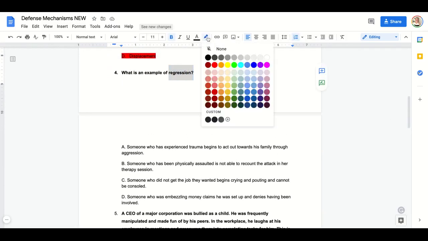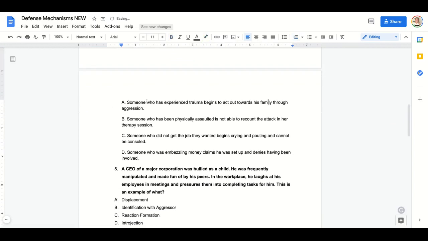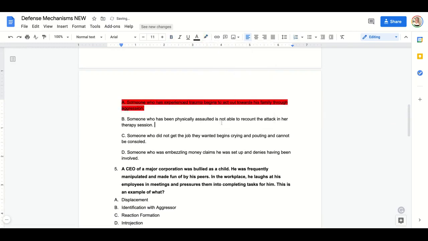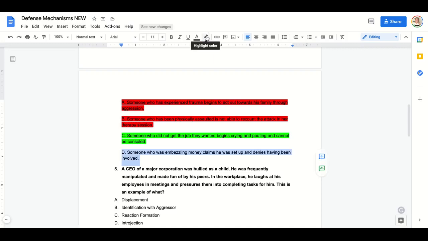Keyword. Regression is going back to an earlier developmental stage. A, acting out towards family through aggression. That would be displacement, displacing that anger. Someone who has been physically assaulted is not able to recount their attack. That's going to be repression. Someone who did not get the job they wanted begins crying and pouting and cannot be consoled. That's going back, regressing to an earlier developmental stage. Usually when people don't get a job, they're not pouting, tantruming, those type of things. Someone who was embezzling money claims he was set up, denies having been involved. That would be denial.